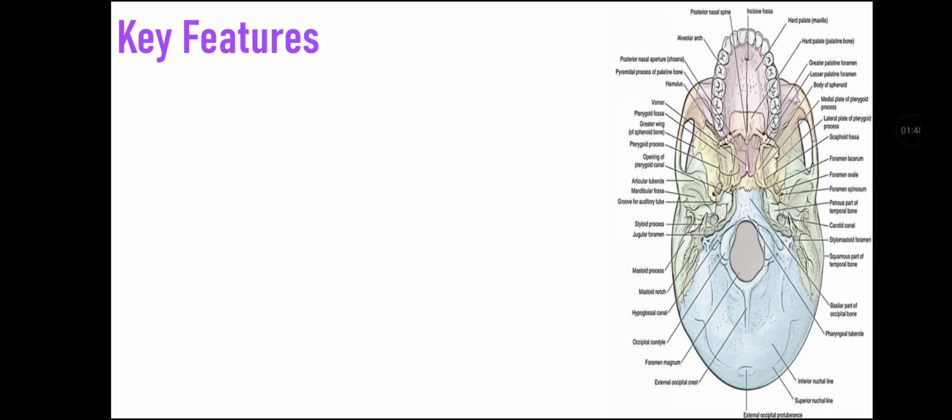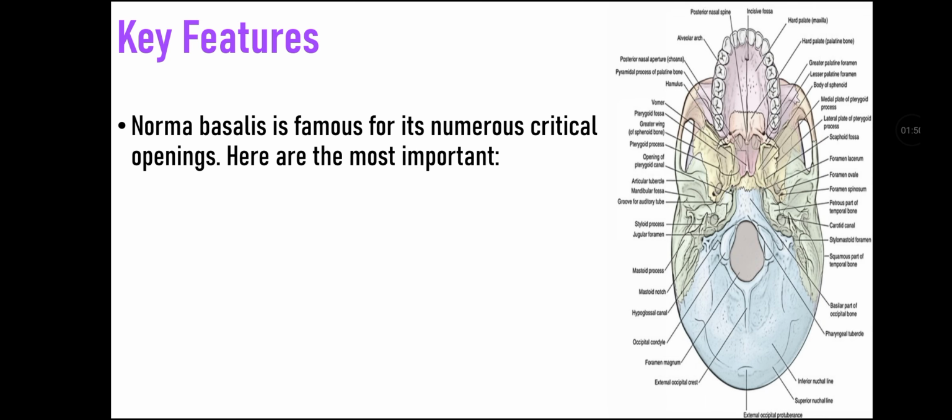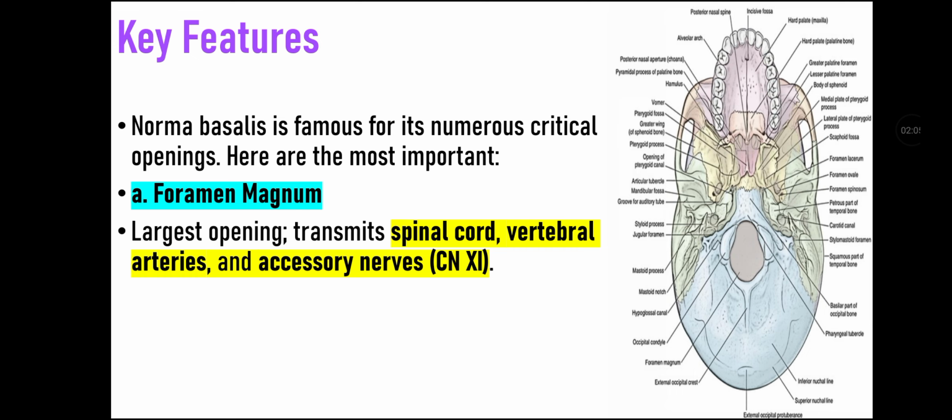Now let's talk about key features of Norma Basalis. Norma Basalis is famous for its numerous critical openings. Here are the most important ones. First is foramen magnum. As you can see here in diagram, the largest opening in the blue color bone or occipital bone is the foramen magnum. It is the largest opening. It transmits spinal cord, vertebral arteries, and accessory nerve.